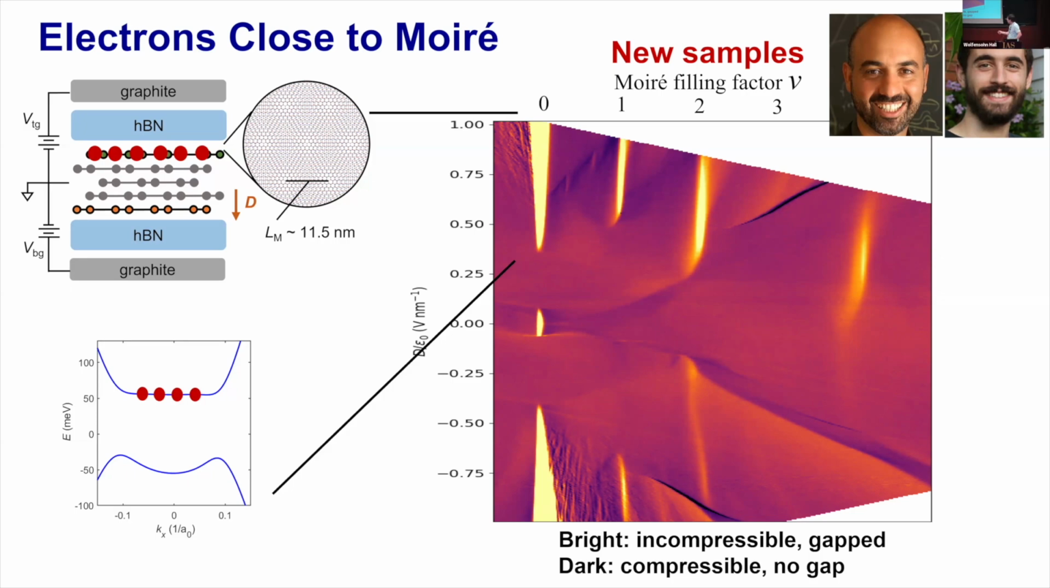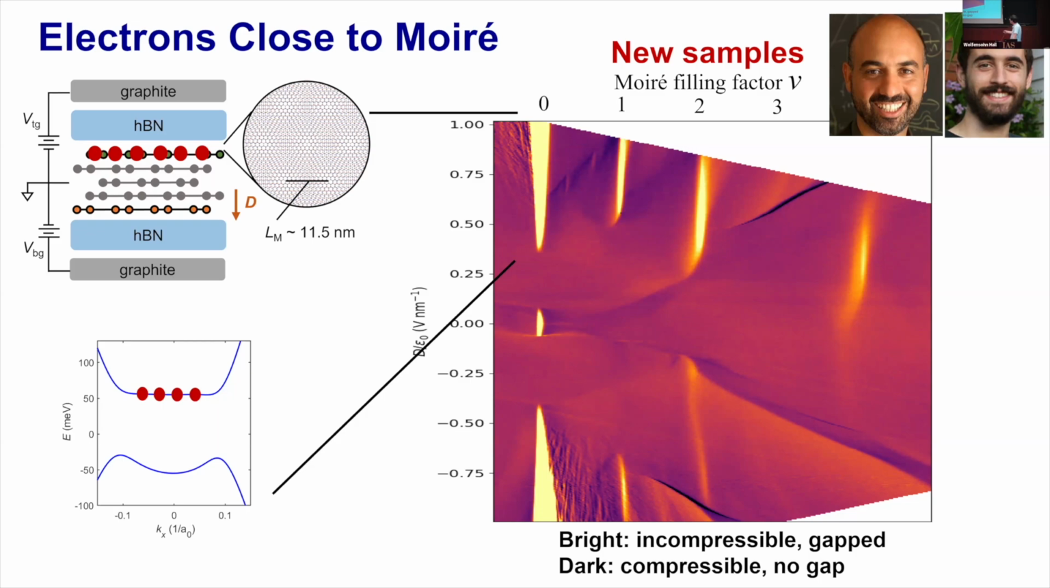What you find is, this is D equals 0, and this is that layer antiferromagnetic state, we think, at D equals 0. Clearly, it's very bright, it's gapped. And this is the side that corresponds to electrons pushed away to the weak Moiré potential.